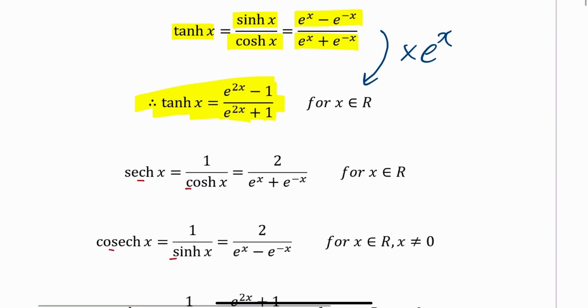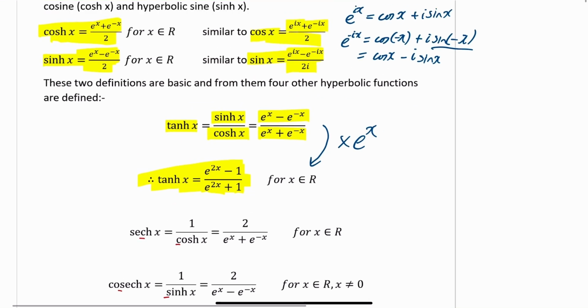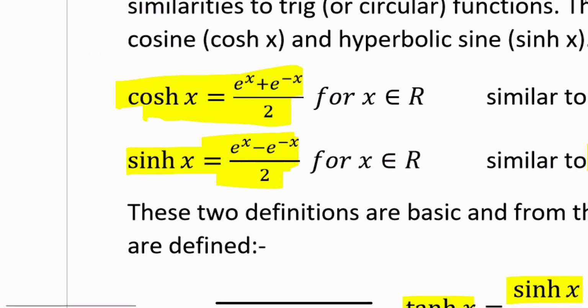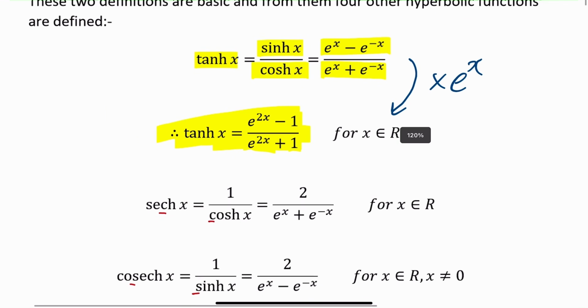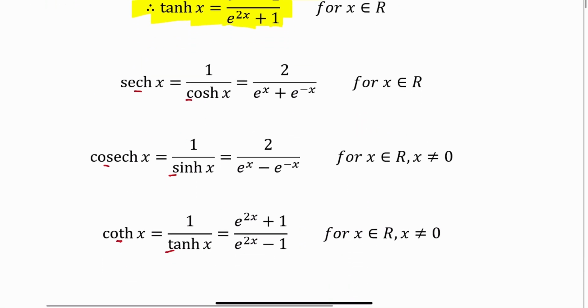Okay, and you can see where they exist as well. The first ones, hyperbolic cos and hyperbolic sine, exist for all x belonging to the reals. And tan exists for all x belonging to the reals.